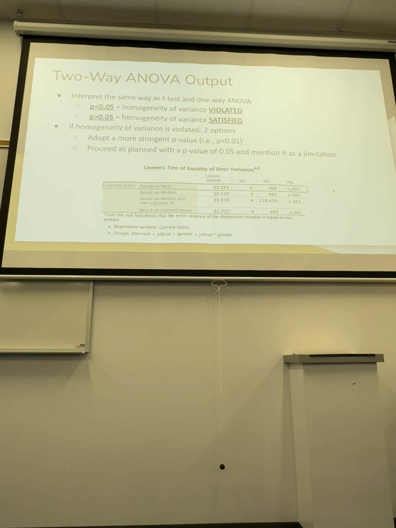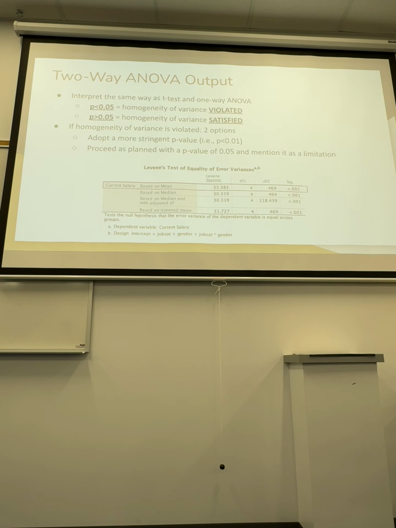The only thing that's different from your t-test is where you find this information. So you will be presented with this table, and it has a whole bag of different options here. Just use the "based on the mean" row. It's always going to be at the top of that table for you to see. You'll see your Levene statistic and your significance. You don't really need your degrees of freedom for your Levene's test.